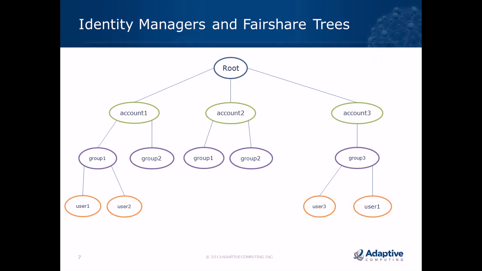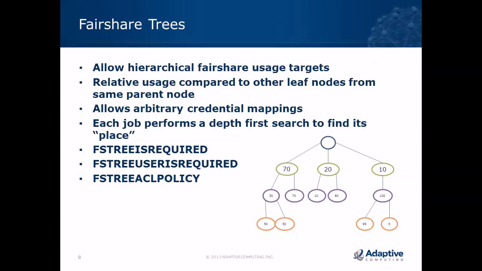The first thing it does is it comes down here, and it says, is the job's account 1? If it is, then it keeps going. Is the group 1? If it is, then it keeps going. If it isn't, then it comes back up. So the first place that it finds where it's gone the full depth and there were no violations or mismatches, that's where the job is going to reside. That's where the usage is going to be accounted for. So in effect, by not putting any other users under group 2, that means all users will match group 2. So Moab does this depth first search when it's trying to find where to put the job.